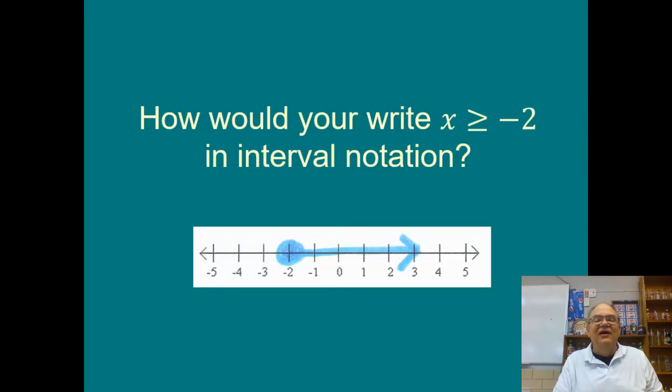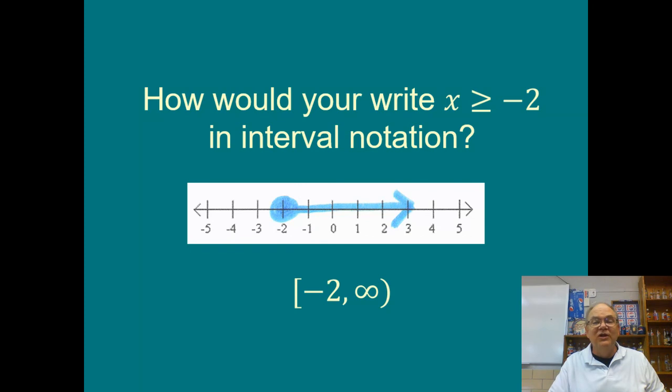So here's another graph. And the question is, how would I write something like x is greater than or equal to -2 using interval notation? I'm going to write something that's got brackets and or parentheses, and I want it to mean the same thing as x is greater than or equal to -2. So we want to know, how would we do that?